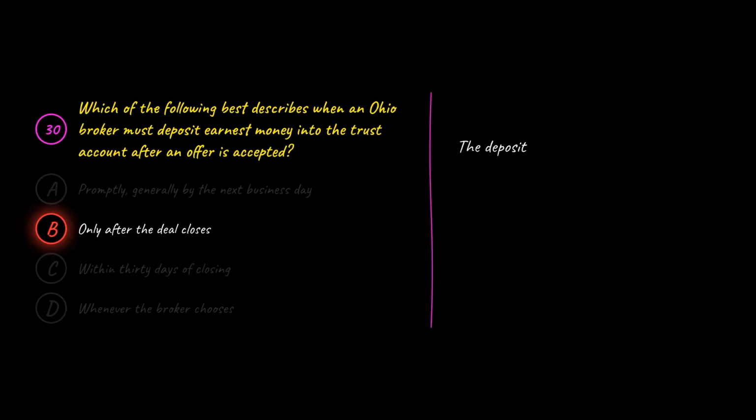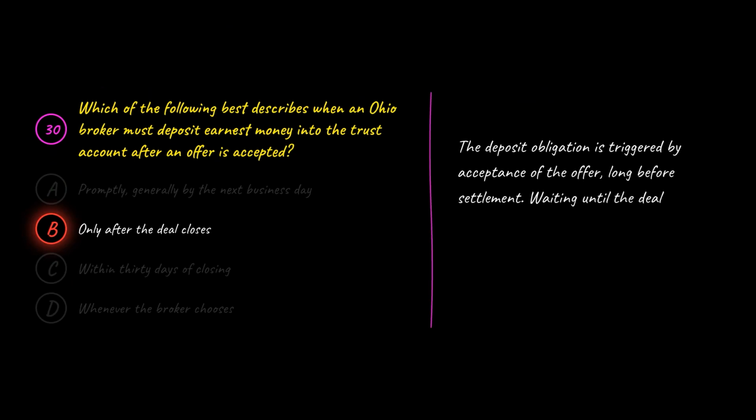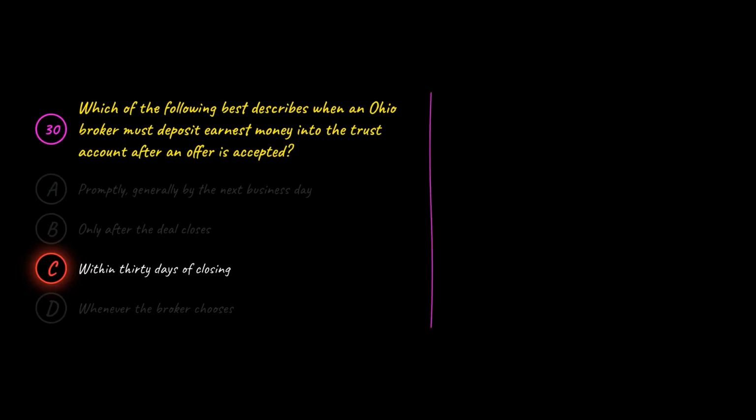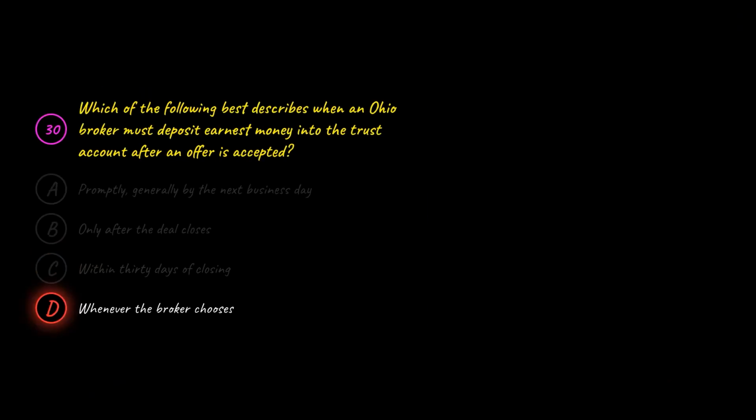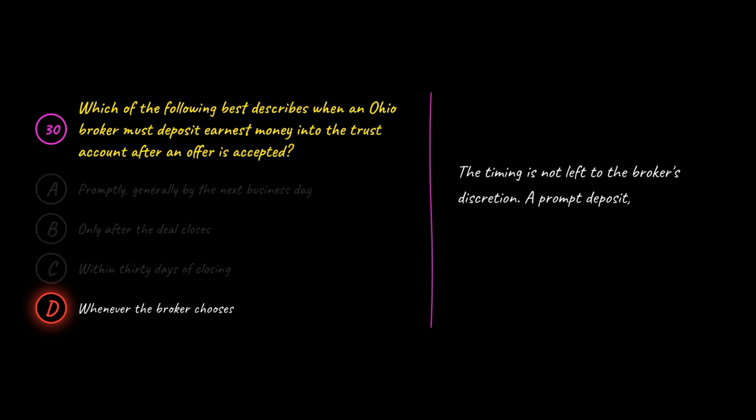B is wrong because the deposit obligation is triggered by acceptance of the offer long before settlement. Waiting until the deal actually closes leaves client funds sitting unprotected for weeks and breaks the prompt deposit requirement entirely. C is wrong because the deposit deadline runs from acceptance of the offer, not from closing. Waiting 30 days past closing would leave the funds undeposited far too long. D is wrong because the timing is not left to the broker's discretion. A prompt deposit, generally by the next business day after acceptance, is required to protect the funds.